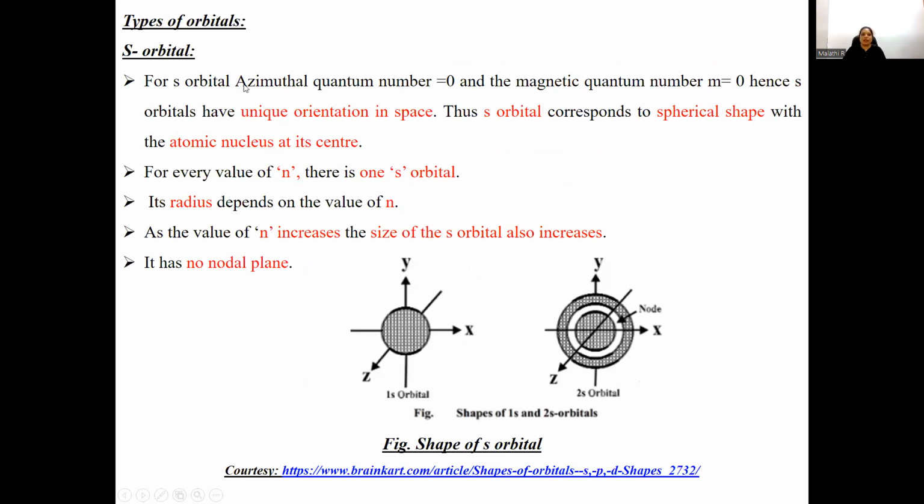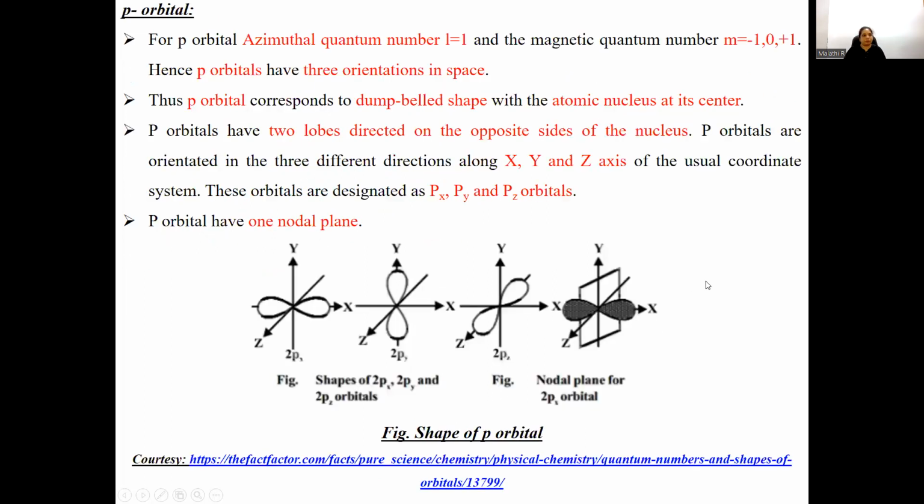S orbital. For the S orbital, the azimuthal quantum number is 0 and the magnetic quantum number m is 0. Hence, the S orbital has a unique orientation in space. The S orbital corresponds to a spherical shape with the atomic nucleus at its center. For every value of n, there is one S orbital. Its radius depends on the value of n. As the value of n increases, the size of the S orbital also increases. It has no nodal plane, so it has a spherical shaped structure.